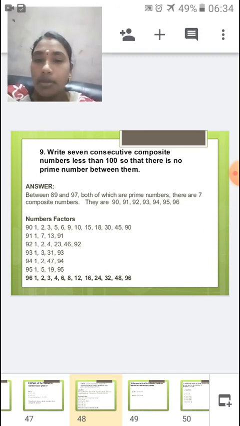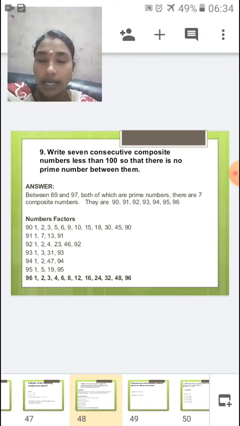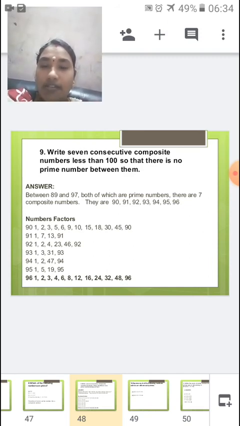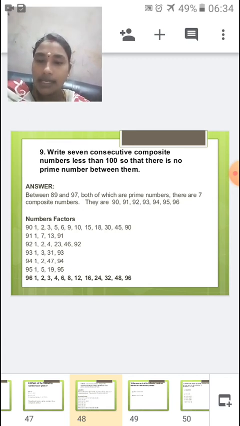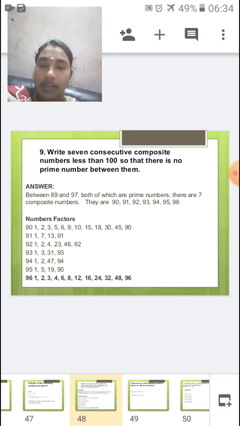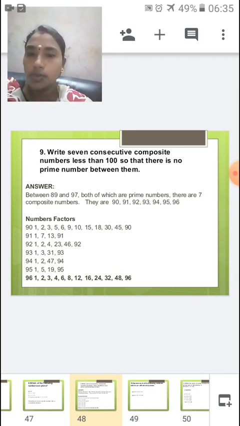So the numbers starting from 90 to 96 are the 7 consecutive composite numbers, because from 90 to 96 we do not have one prime number in the middle. All are composite numbers, and I have listed down the factors of each number separately, which proves that from 90 to 96 we don't have any prime number in between.